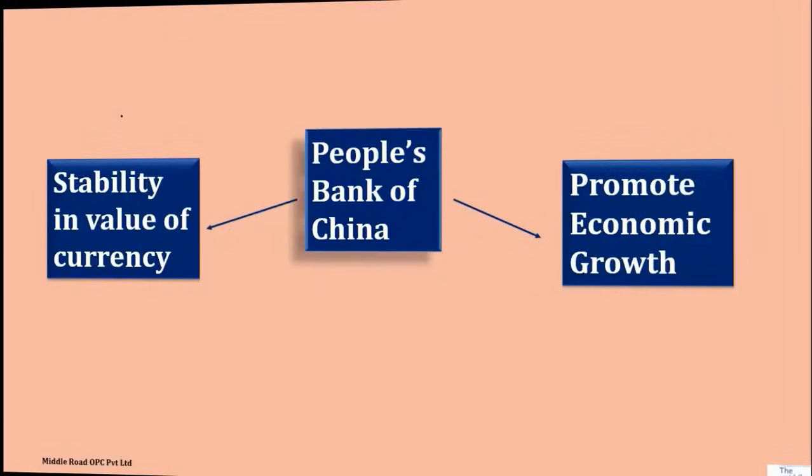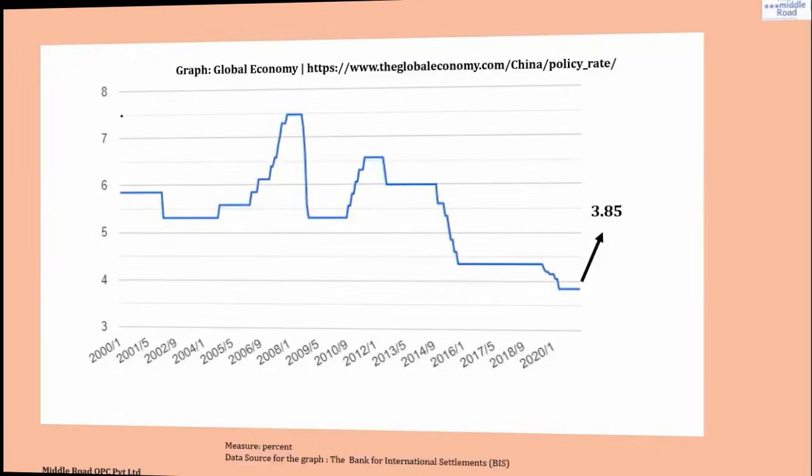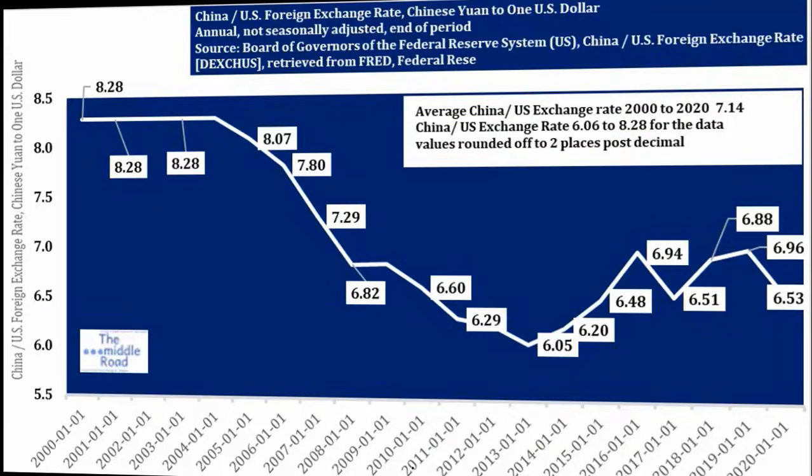People's Bank of China. They value stability in the value of the currency and promote economic growth. This is how their policy rates are looking. The rates are at about 3.85%. I got this graph directly from Global Economy, and the data they got is from the Bank for International Settlements. This is the data I took out.